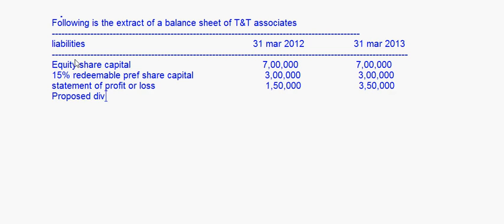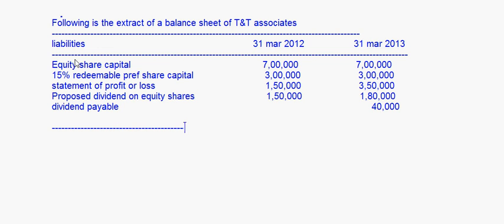Proposed dividend on equity shares, okay. So that is 1,50,000 and 1,80,000. Dividend payable is given as, let's say 40,000, right? Now that is all. Only this much information is given in the balance sheet.